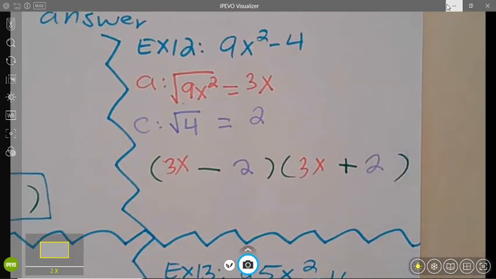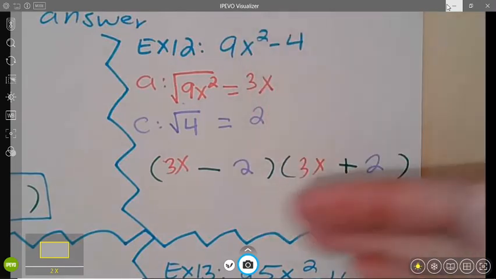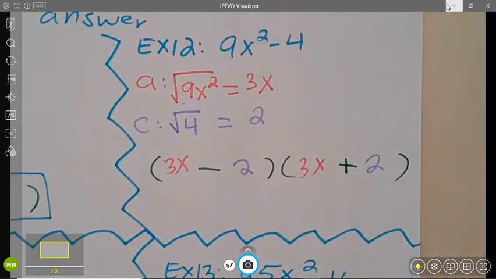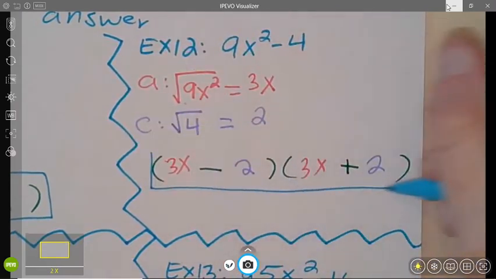And that's all you have to do. It's factored. So don't overthink it, you guys. All we're doing is square rooting and then adding and subtracting what we get. And then you're done with the difference of squares. It's that simple.